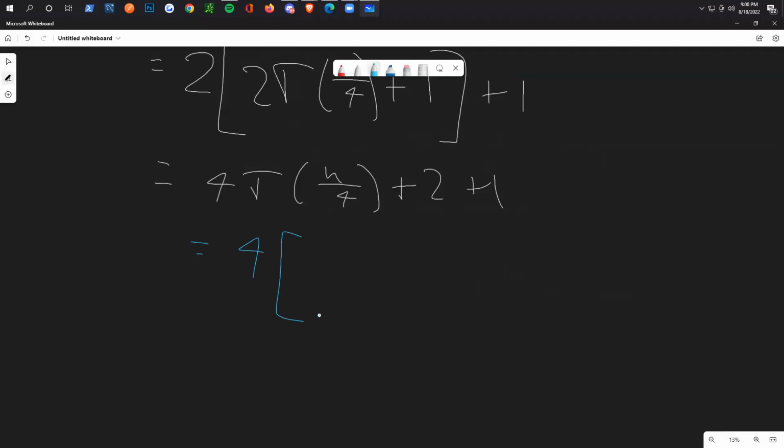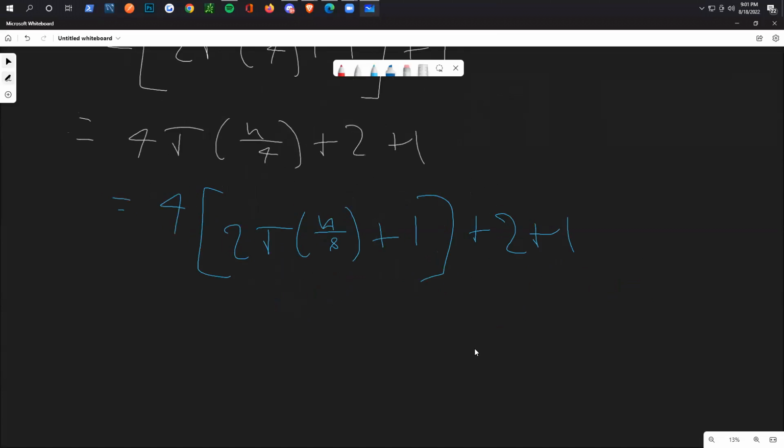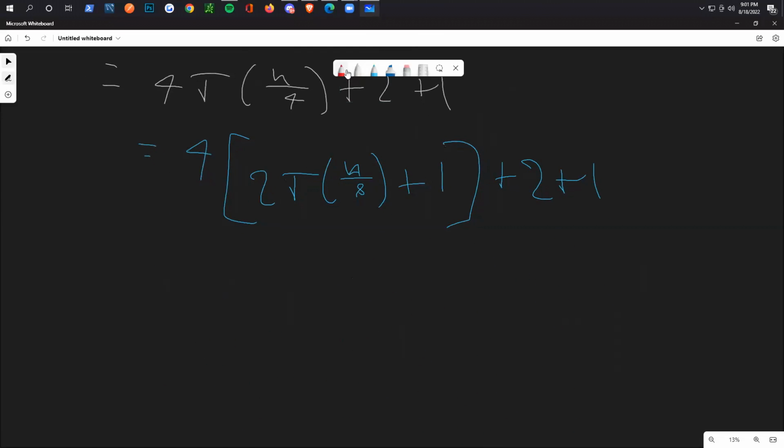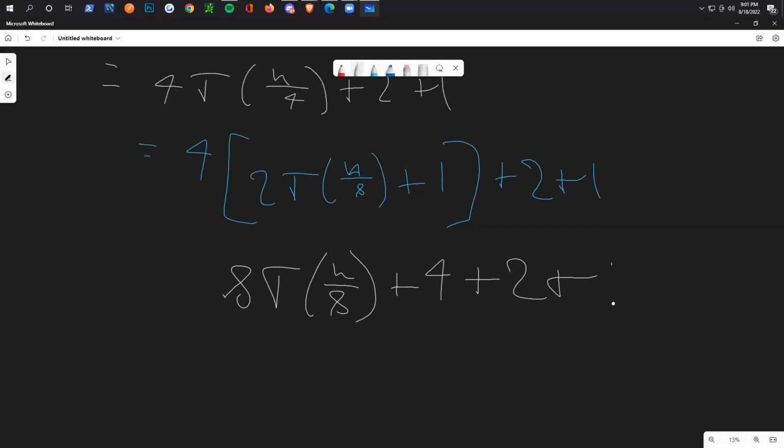So 4 of 2T of n divided by 8 plus 1. Remember the summation. For every single iteration I do, remember the summation, because if you forget the summation, then good luck getting the question right. So here we go. Then we distribute the 4. Remember the summation.